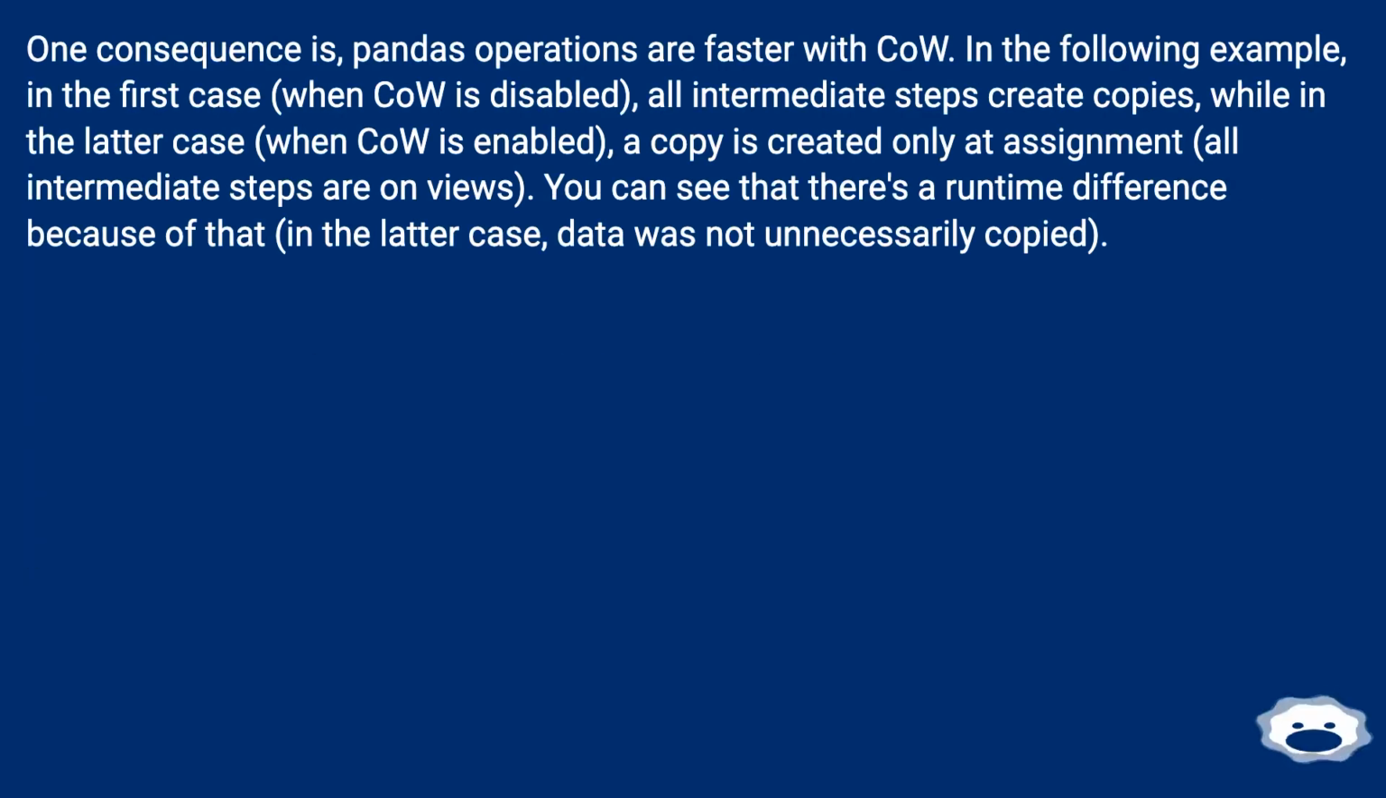One consequence is, Pandas operations are faster with CoW. In the following example, in the first case, when CoW is disabled, all intermediate steps create copies, while in the latter case, when CoW is enabled, a copy is created only at assignment, all intermediate steps are on views. You can see that there's a runtime difference because of that. In the latter case, data was not unnecessarily copied.